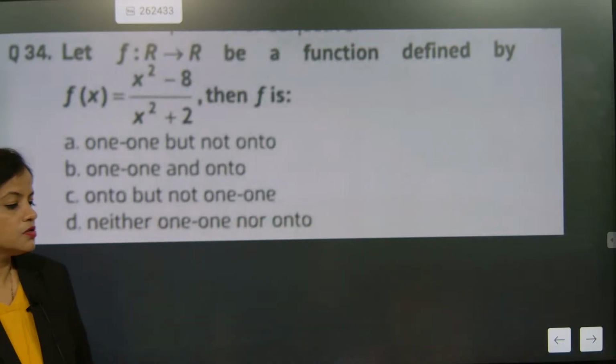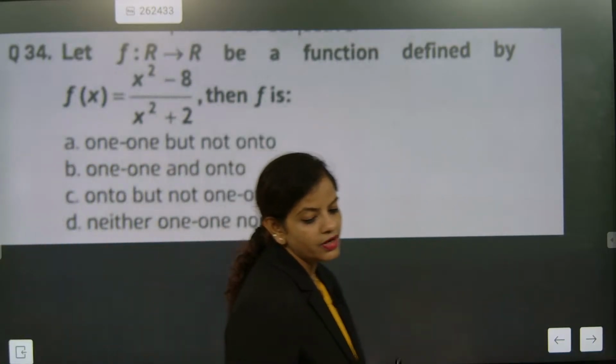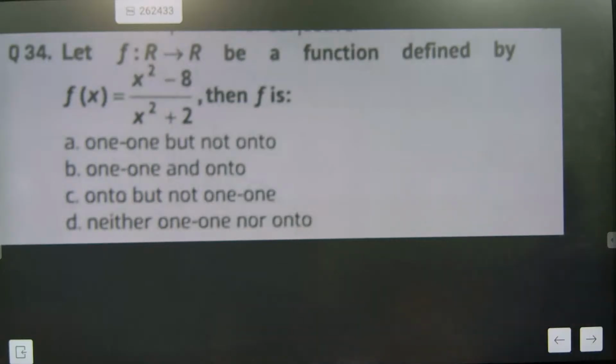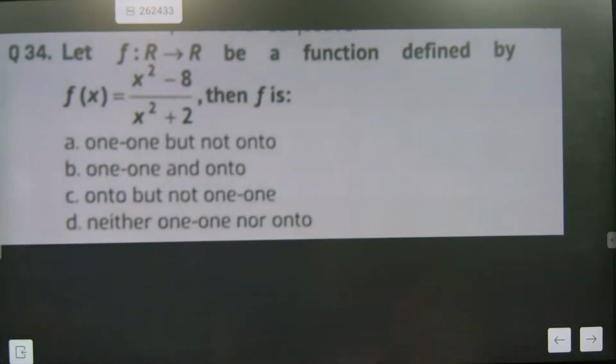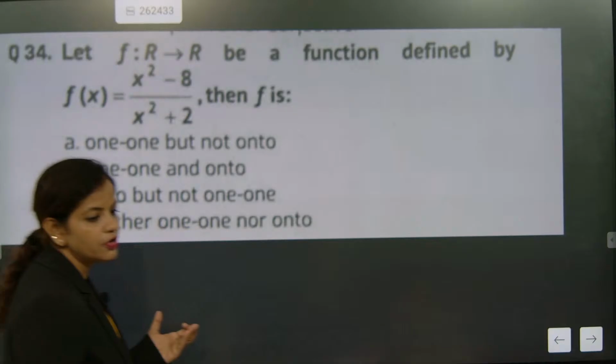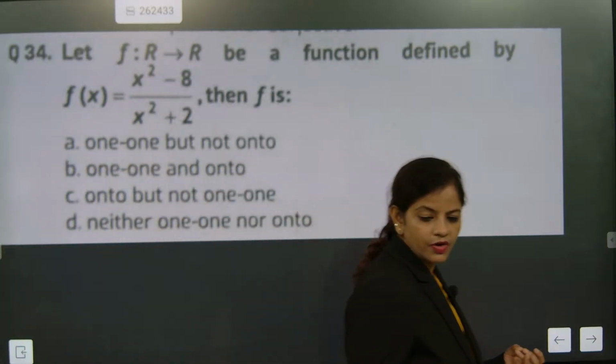Yes. Quadratic part is mostly neither one-one nor onto. Understood? Quadratic sections are not one-one, not onto. But here you need to check. So now here we need to check, is it going to be one-one onto? 100% it is showing not one-one, not onto.